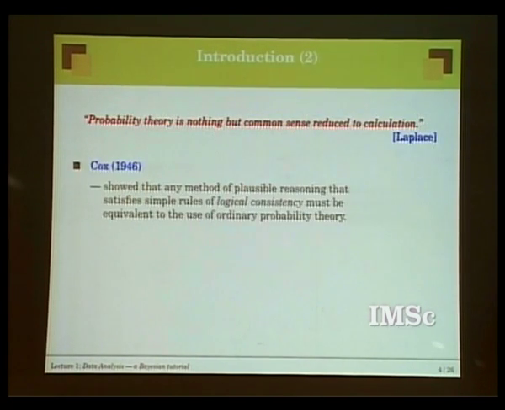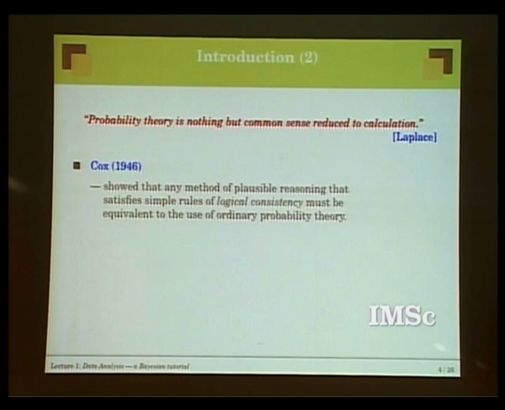Anyway, Jeffreys, of course, was one of the few people who carried on and thought Laplace was actually onto the right thing, even though many other people had rejected it. But Cox tried to approach the whole problem slightly differently. What he was able to do was show that any method of plausible reasoning which satisfies simple rules of logical consistency has to be equivalent to the normal rules of probability.